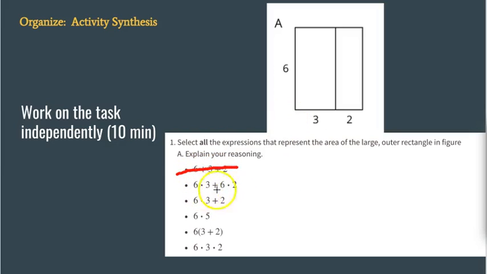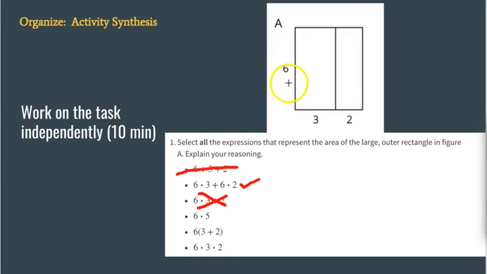What about this one here? 6 times 3 plus 6 times 2. Yeah, because that would give you the area for the one and the area for the other one, so that would work. What about here? 6 times 3 plus 2. No, because all this was going to do is give you the area of this piece and then just add one side of the other one's. I don't think so. That doesn't work.